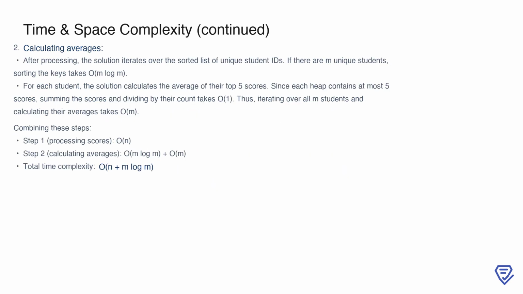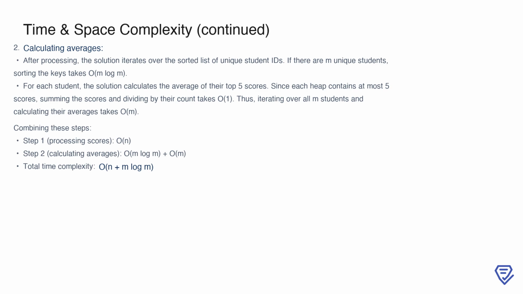Next, we calculate the averages for each student. Once the scores are processed, we iterate over the sorted list of unique student IDs. If there are m unique students, sorting these IDs takes O(m log m). For each student, we calculate the average of their top 5 scores. Since each heap contains at most 5 scores, summing these scores and dividing by their count takes constant time, O(1). Therefore, iterating through all m students and calculating their averages requires O(m) time.